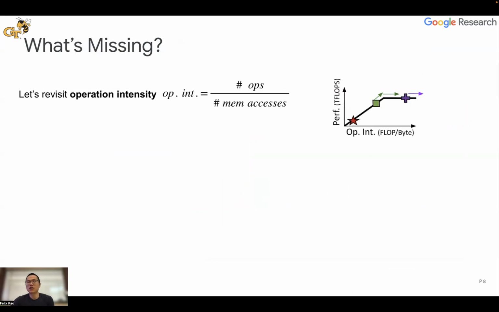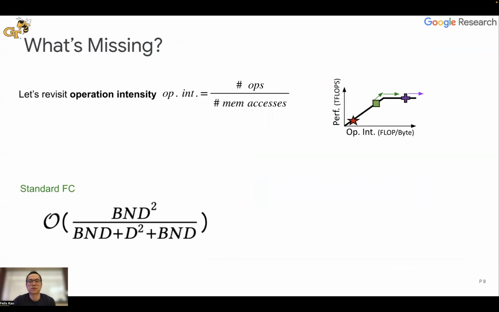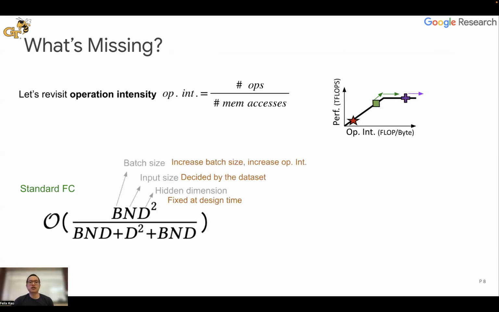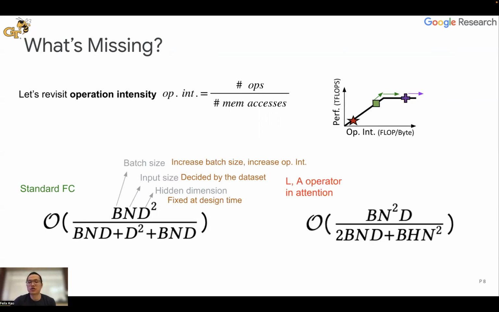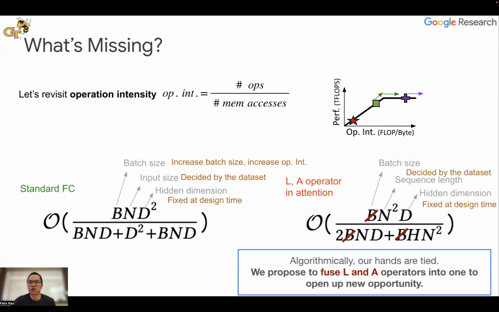Ideally, when we increase the batch size, we can improve the operational intensity and improve performance. So let's see why this happens. This is a standard fully connected operator. You can see that if we increase the batch size, we have the potential to increase operational intensity. However, for the logit and attend operators, the batch size is fixed. So algorithmically, our hands are tied. At this point, we propose to fuse the logit and attend operators together into one to open up new opportunities.